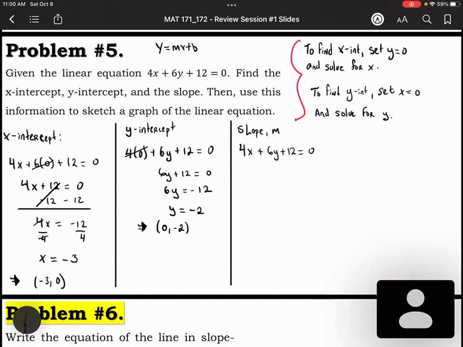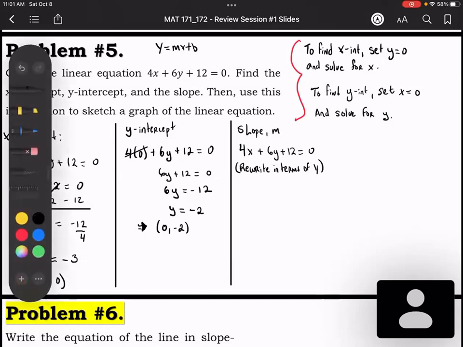Let me write it out first and then we'll do it. From this given equation, rewrite in terms of y. If you want to rewrite this equation in terms of y, we're basically pushing everything else to the other side of the equation. Looking at our given equation, what can I move to the other side? We can move the 12. How can I show that algebraically? You're going to subtract 12 on both sides. The 12's on the left cancel. This will be 4x plus 6y is equal to negative 12.